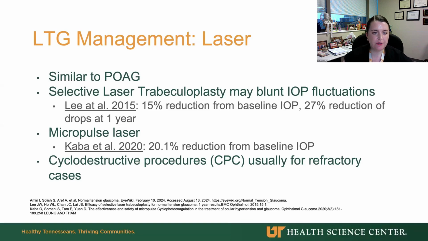Micropulse laser, in a study in 2020, found a 20% reduction from baseline, also modest, still not the 30% which is recommended. And as with primary open angle glaucoma, cyclodestructive procedures, i.e. cyclophotocoagulation, are usually reserved for refractory cases due to potential side effects of hypotony, severe inflammation, vision loss, etc.